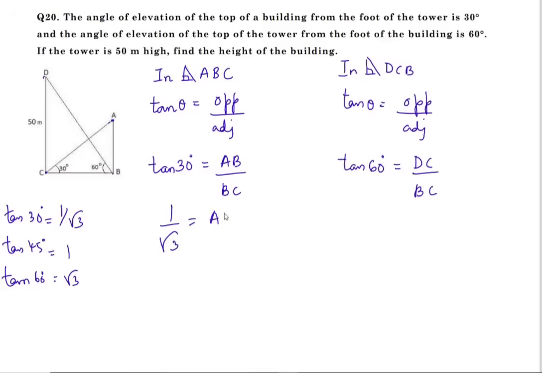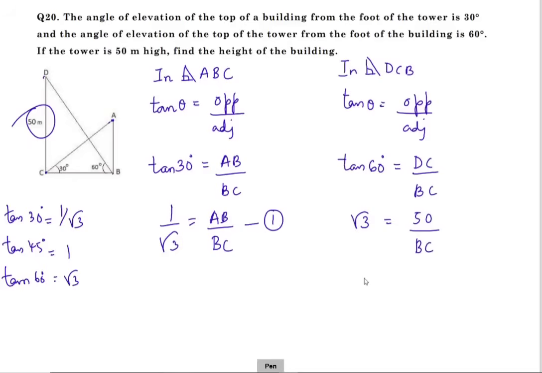Now what is the value of AB? AB write as it is. What is the value of BC? BC we need to find out, write as it is. Take this as equation 1. Now what is tan 60 value? It is root 3 equals, what is DC? Do we have the value? Yes, 50 is there. DC value is 50. What is the BC value? BC value we need to find.